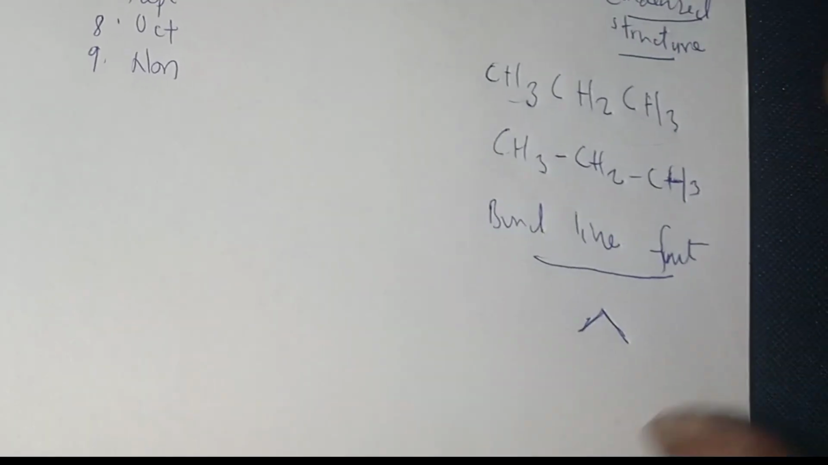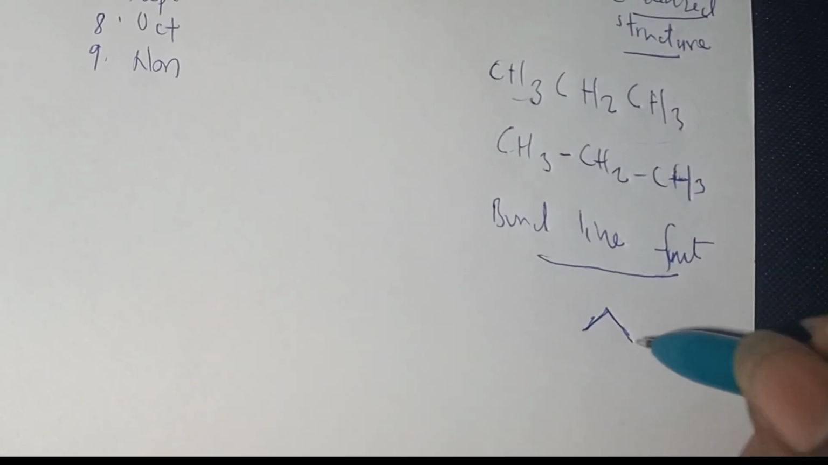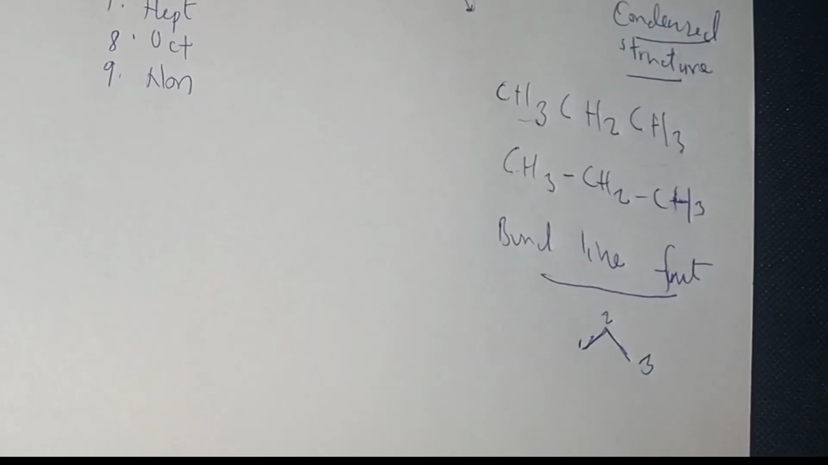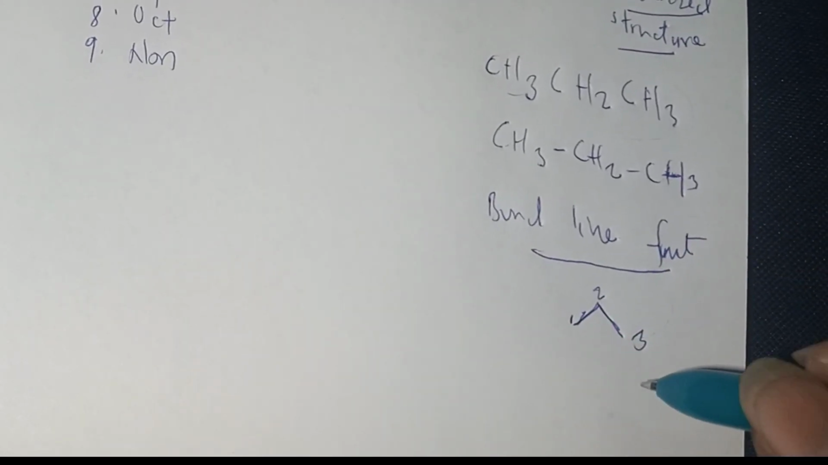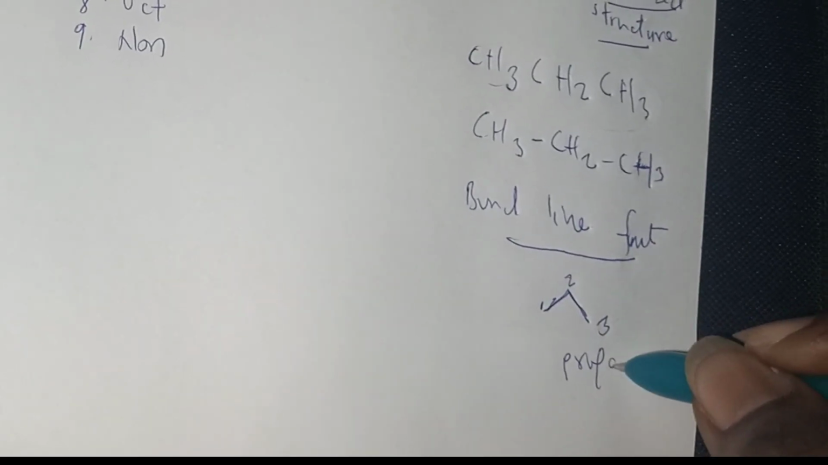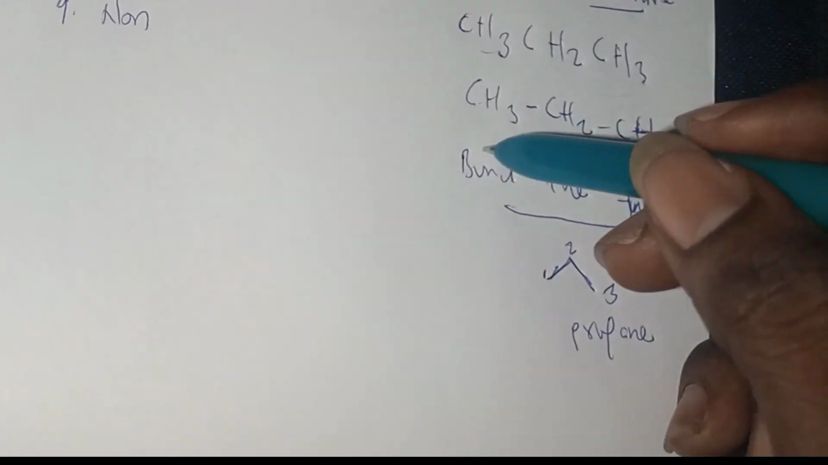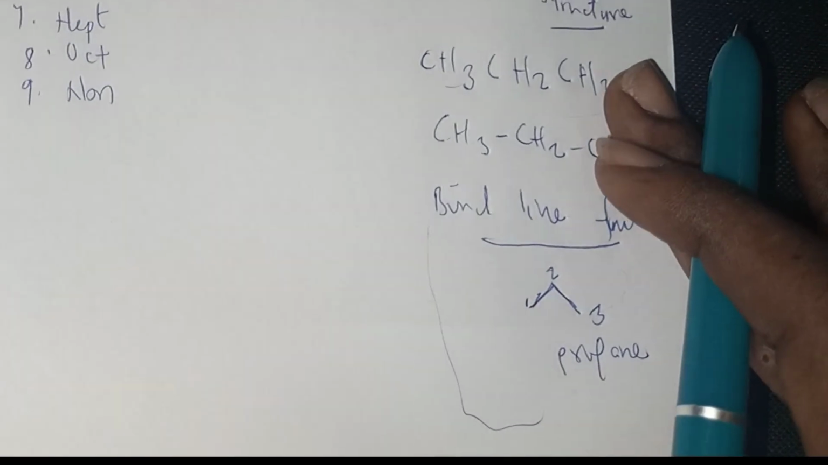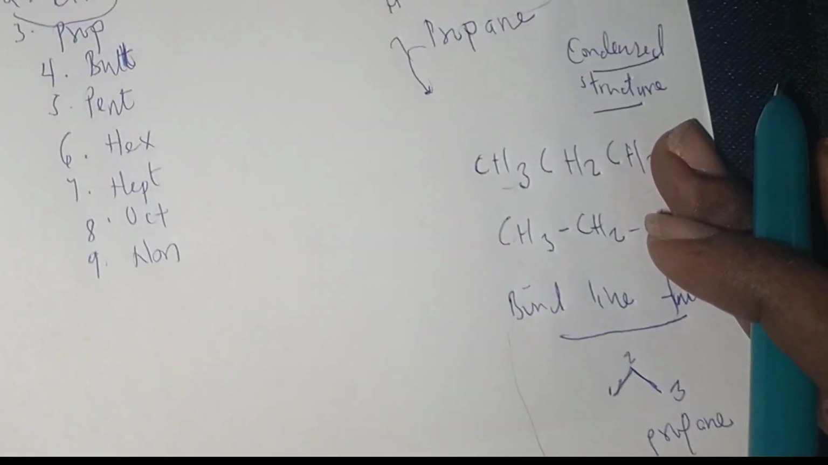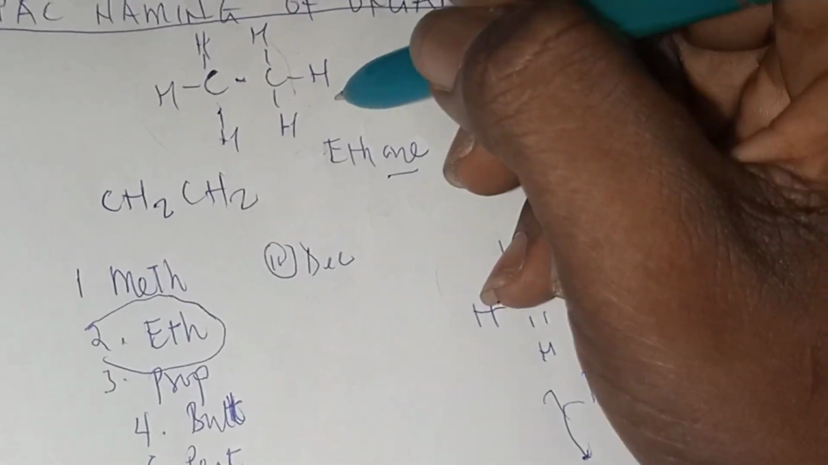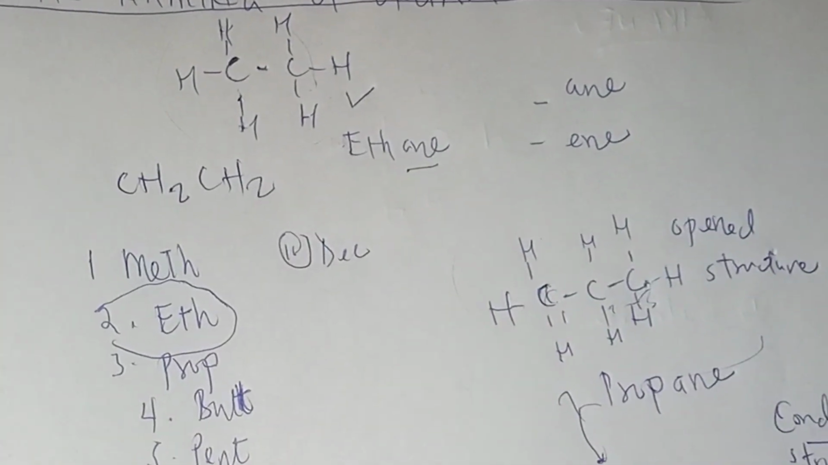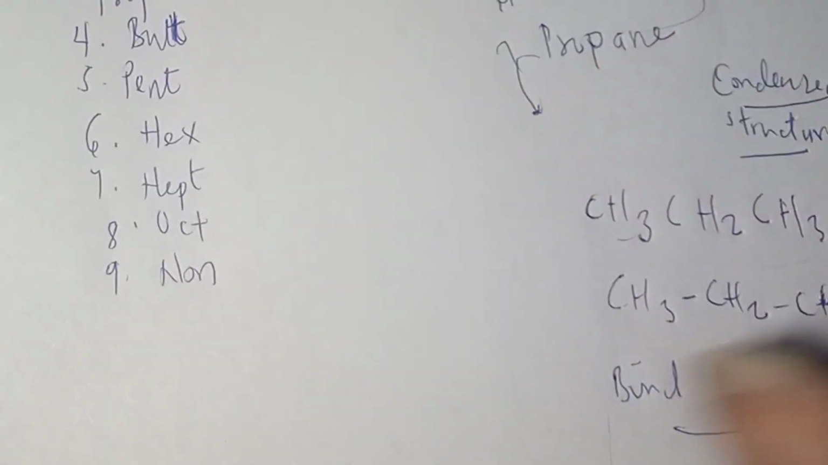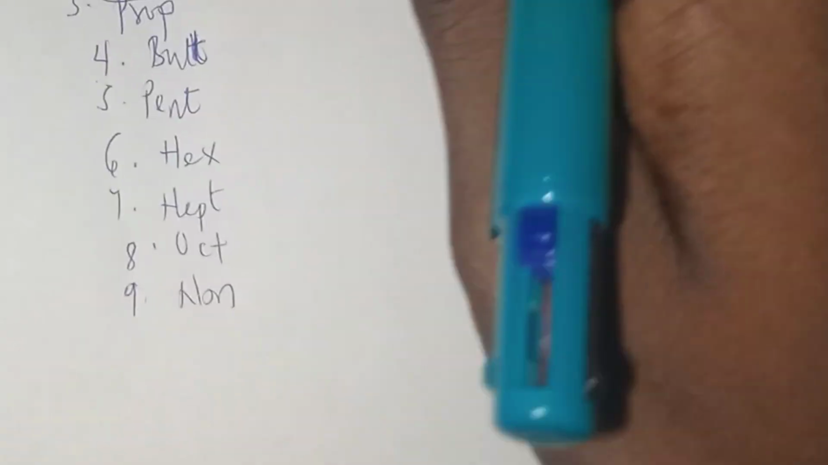So if you see something like this, the first thing I have to do is count the corners. That's the number of carbons you have. So this compound is called propane, but we'll do more of the bond line format as we progress. For the sake of remembering it, let's just stick with this way of naming compounds for now. Okay, so this is how we basically name compounds.